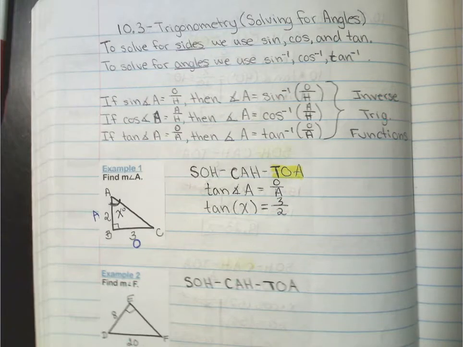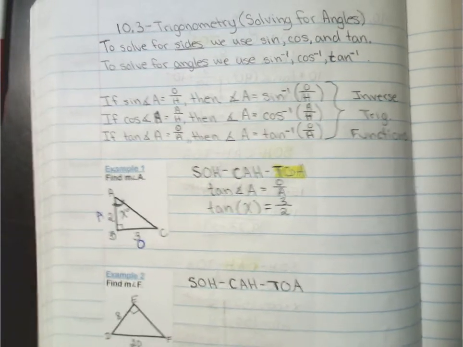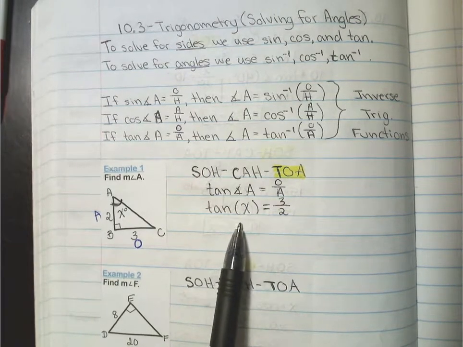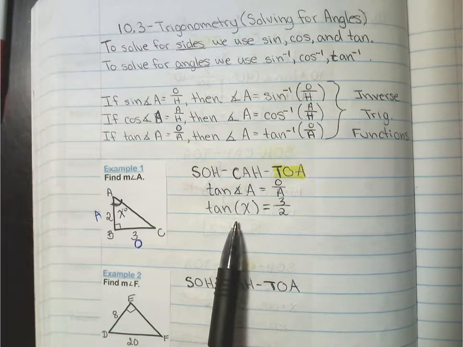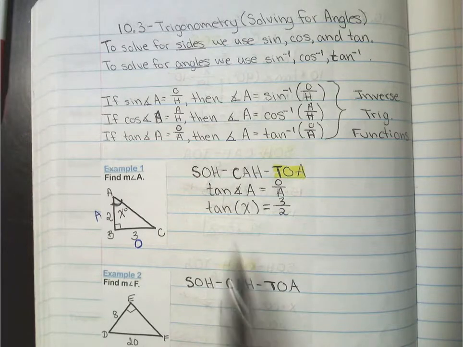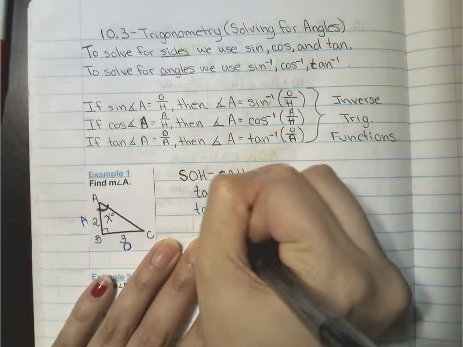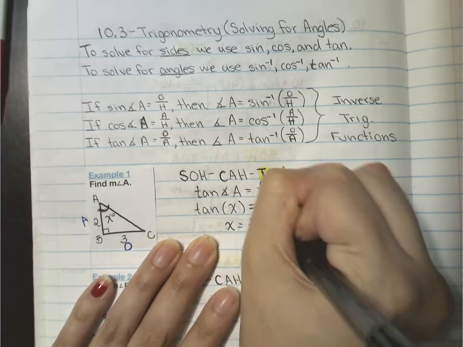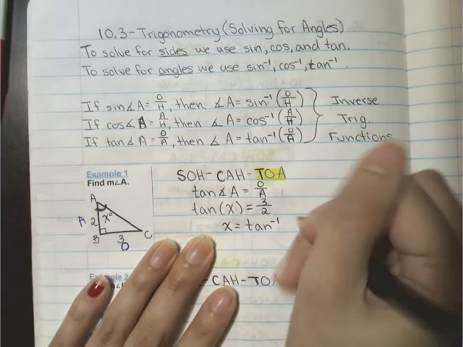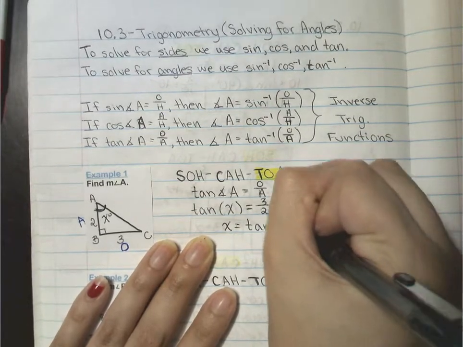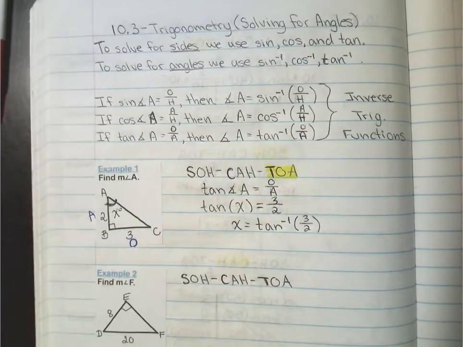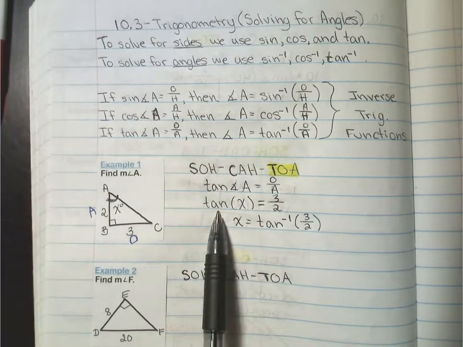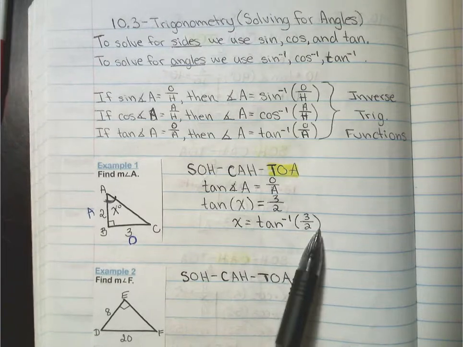Now I need to get x by itself. To figure that out, I'm just going to have to take the inverse of tangent and get x. To get x by itself, all I do is take the inverse. So x equals the inverse of tangent of 3 over 2. Inverse of tangent because I'm working with tangent, 3 over 2 because that's my ratio that I got.